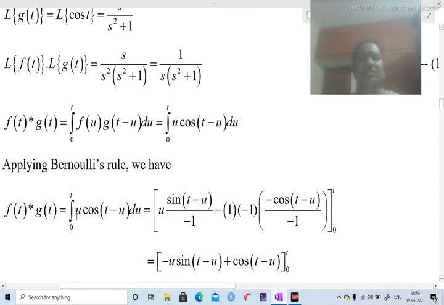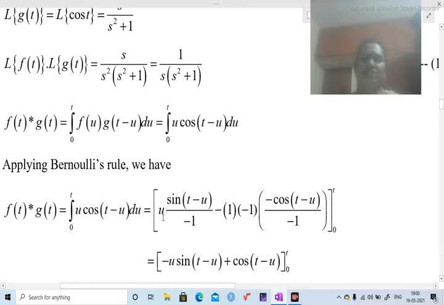Take u as first function, cos of t minus u as second function. First function as it is. Next, the integration of cos of t minus u is sin of t minus u. The differentiation of t minus u is minus 1. In Bernoulli, we are using alternative plus and minus sign. That's why this term is plus sign here. That's why I am writing minus here.